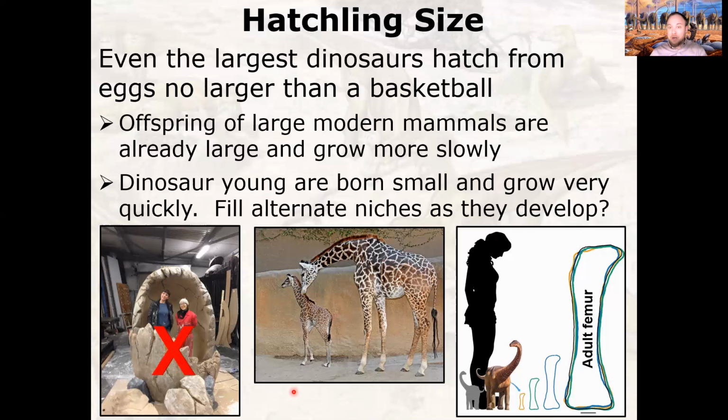Dinosaur young are born really small, and they grow very quickly. And so this makes this weird occurrence that we see in dinosaurs, at least in the carnivorous dinosaurs, where maybe the developing dinosaurs fill different niches. We'll talk about that in a second.